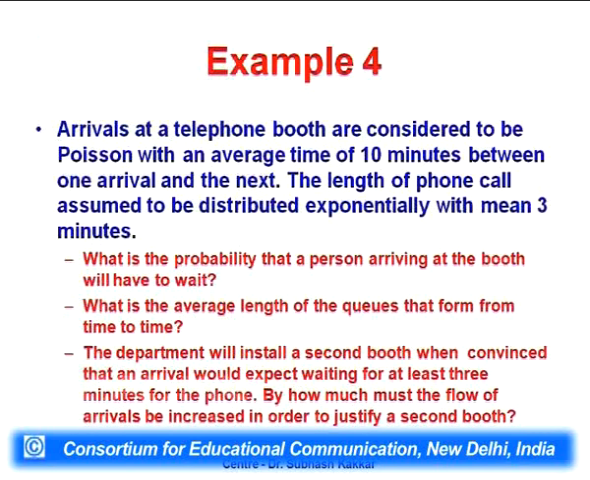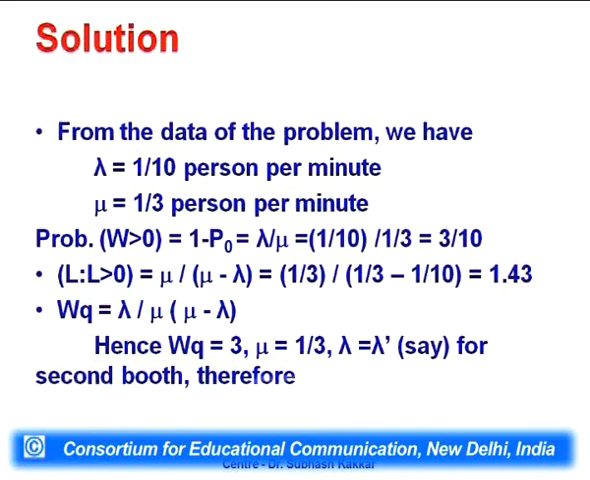Average time of 10 minutes between one arrival and the next arrival. It means every 10 minutes we are getting one customer. That is why 1 by 10 person per minute is the arrival rate. Similarly, 3 minutes is the call time. That is why the service facility is busy for 1 by 3 person per minute. So, mu in this case is 1 by 3 persons per minute, because service is being rendered at the rate of 1 by 3 persons getting satisfied per minute.